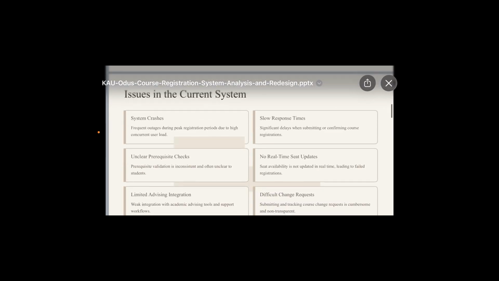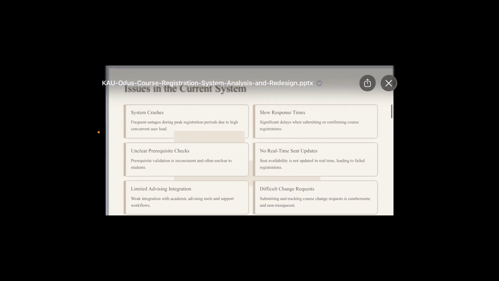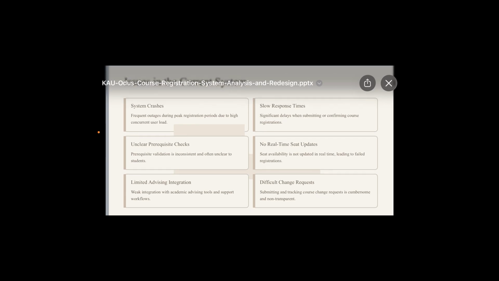Next slide. Issues in the current system. The first issue is system crashes, frequent outages during peak registration periods due to high concurrent user load. Second, slow response times, significant delays when submitting or confirming course registrations. Third, unclear prerequisite checks. Prerequisite validation is inconsistent and often unclear to students.